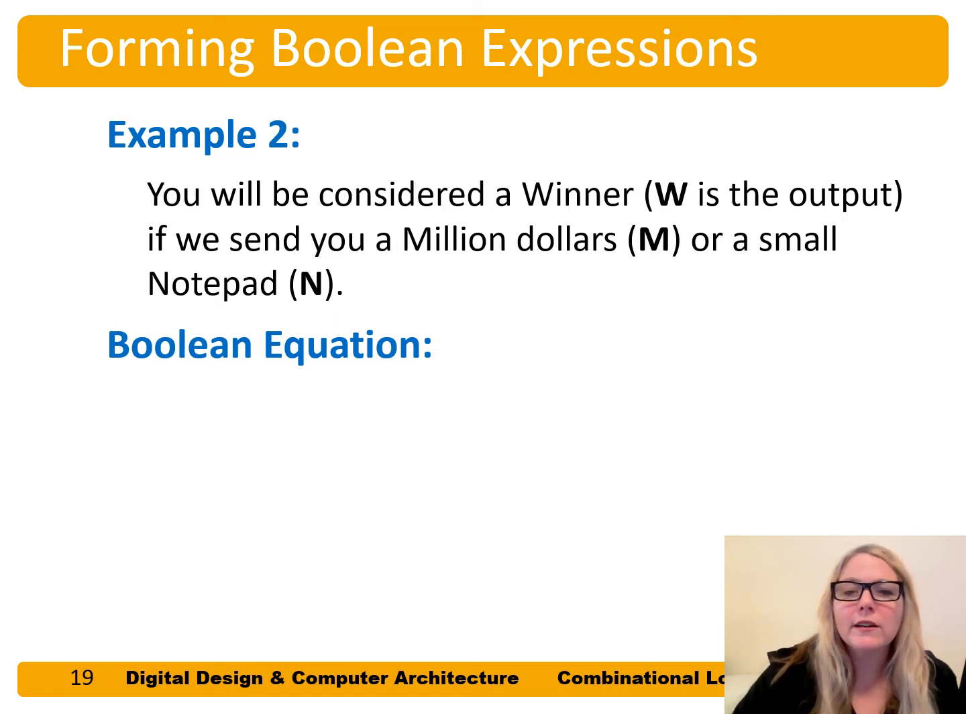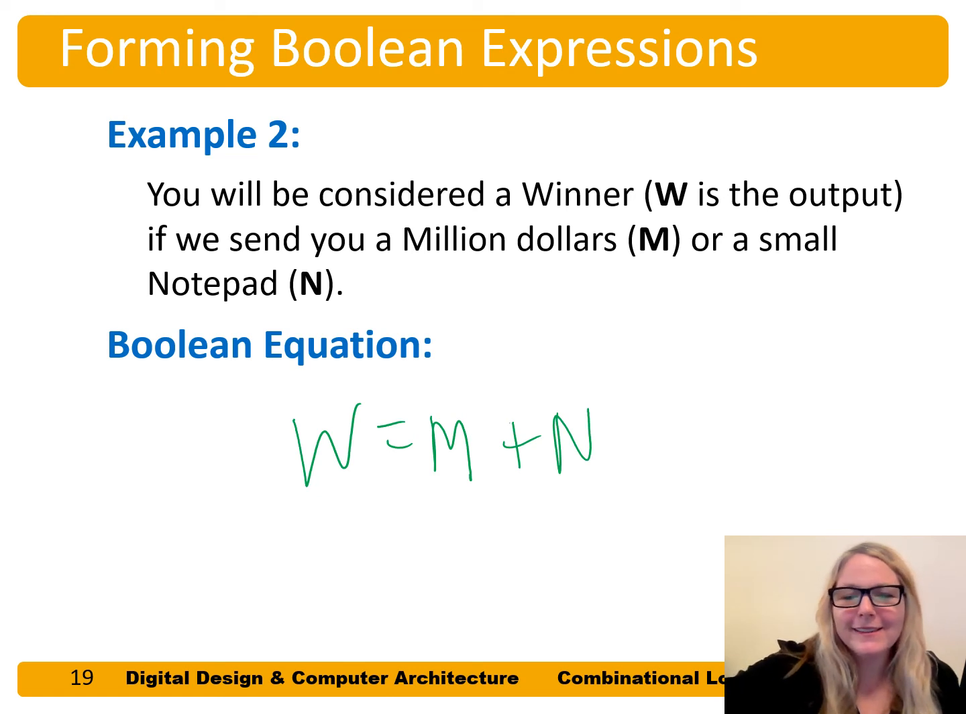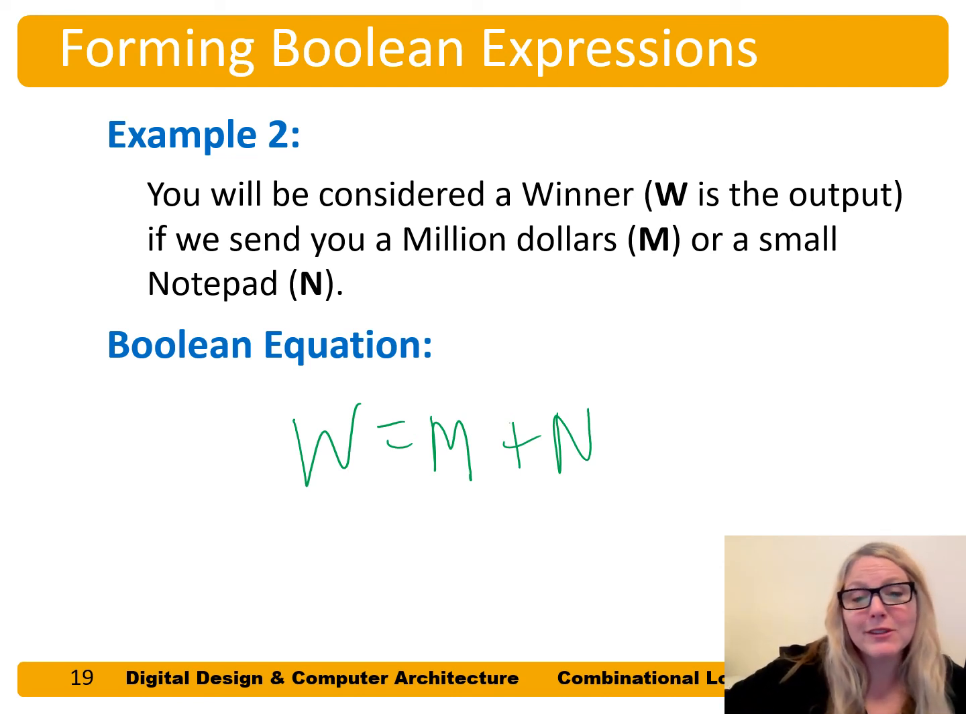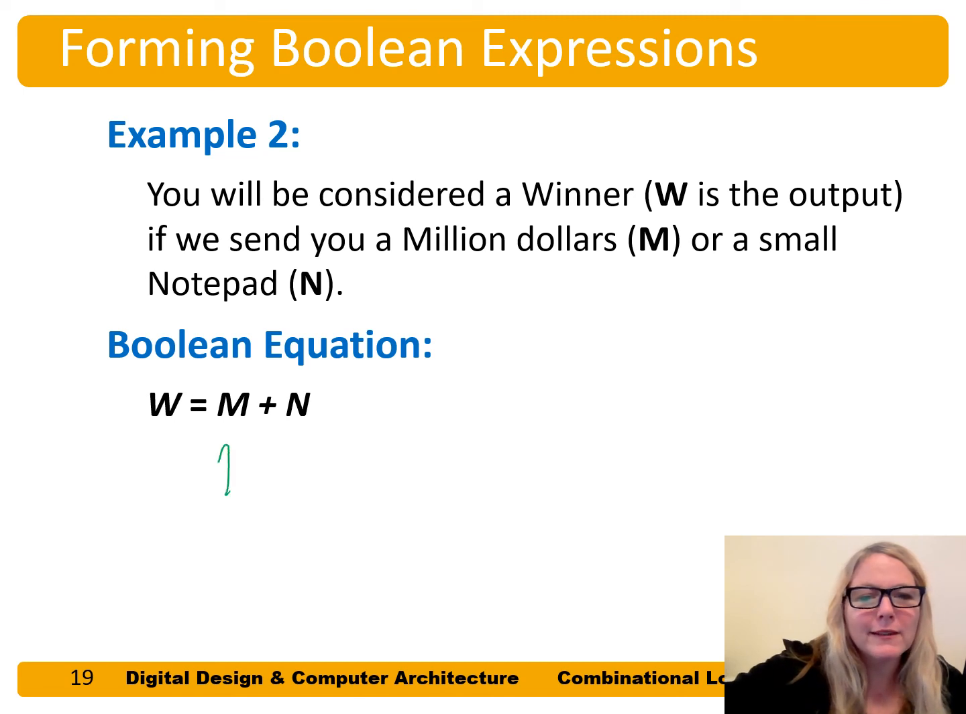You will be considered a winner, W's output, if we send you $1 million or we send you a small notepad. This is an easy way to kind of manipulate people, right? We're sending you $1 million, or a small notepad, right? That statement's true because it's in an OR relationship. That statement can be made true by either winning $1 million or getting a small notepad.